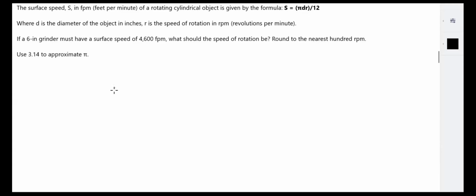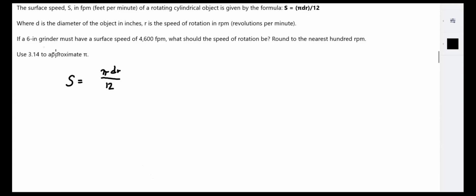So one way to do this, the first thing I'm going to do is write this formula down. S equals, and I'm going to write it in its fraction format. I wasn't able to because I used my notepad to write this out. But okay, so there's our formula. S equals pi d r, divided by 12.